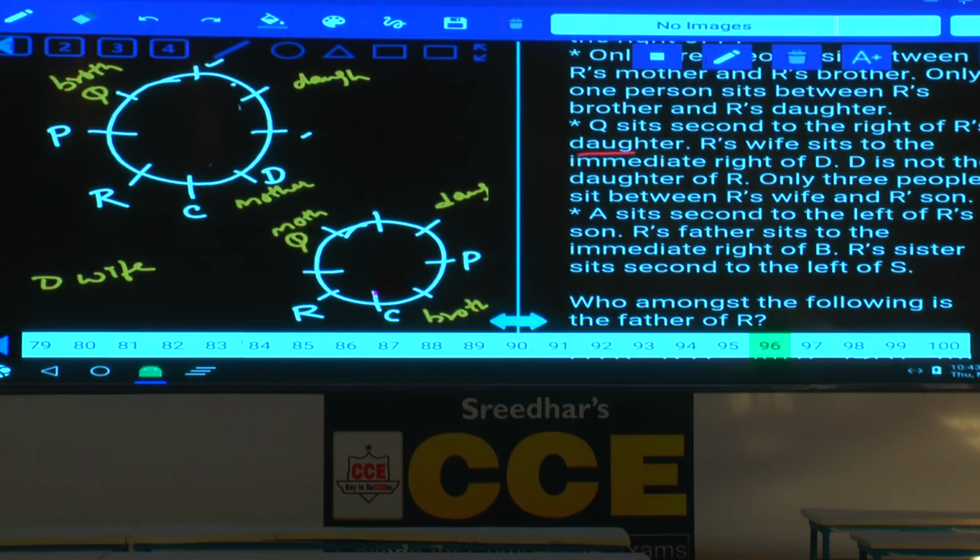And now in the second case, D is not the daughter, D cannot be here, and D cannot be here, and D cannot be here, because if D is here, R and R's wife cannot be at the same place. Then if D is here, then P is the wife of R. Done with this? Wife sits to the immediate right of D, then we got this D. Then next one, D is not the daughter of R.